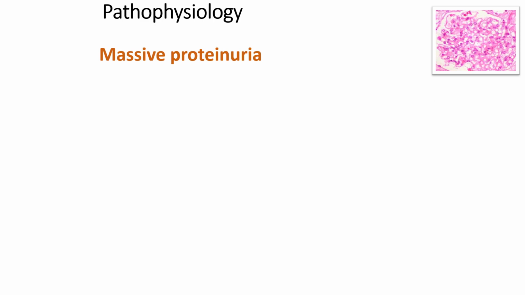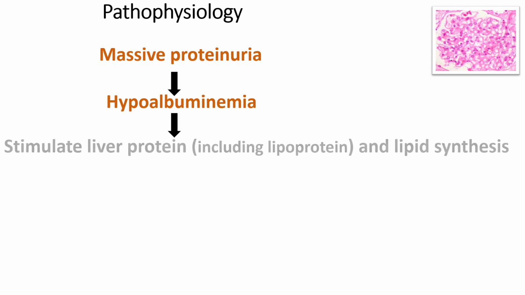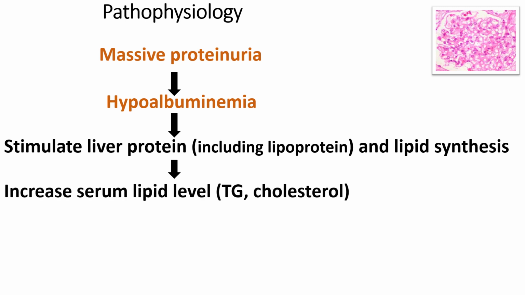So patient will have the massive proteinuria and it will lead to the hypoalbuminemia. So albumin level will be less than 2.5 gram per dl, and it will stimulate the hepatic protein including the lipoprotein and also the lipid synthesis. So protein and lipid synthesis will be increased in the liver. So the levels of lipids will be increased. So triglyceride and cholesterol level will be increased. That's why in nephrotic syndrome, patient is having the characteristic hyperlipidemia, and hypercholesterolemia is almost always present in the nephrotic syndrome, and this is very characteristic.